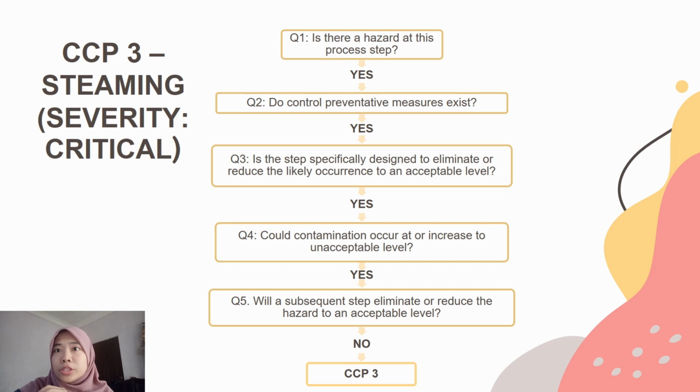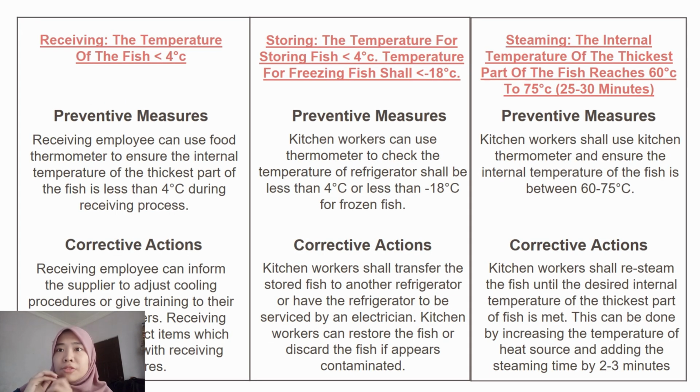The third critical control point is at the steaming stage. The critical limit is the fish have to be steamed for about 25 to 30 minutes and reach the temperature of 65 to 70 degrees Celsius. The kitchen workers can ensure the required critical limit is met by using the thermometer. If the temperature of the steamed fish is not met, the kitchen workers can cut the fish into smaller pieces and increase the cooking time, as well as increase the temperature of the heat source.